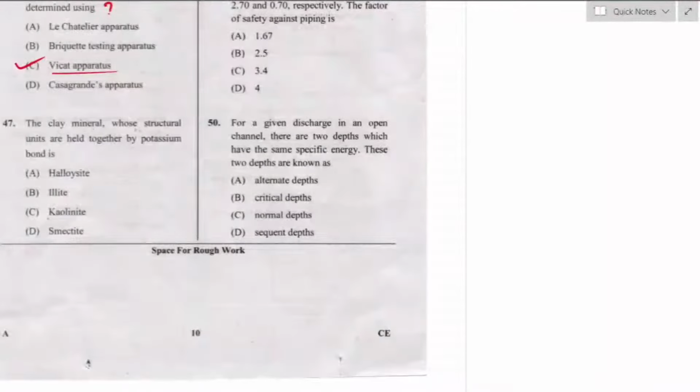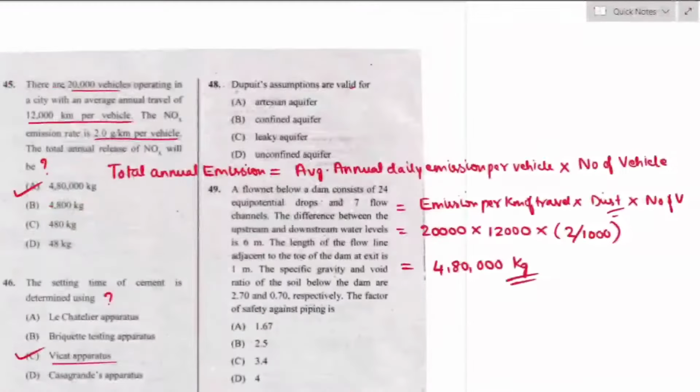Question number 47. The clay mineral whose structural units are held together by potassium bond is illite. Option B is the right answer. It is a combination of 2 silica and 1 alumina sheet which are held together by ionic bond, which is stronger than the van der Waals forces but weaker than hydrogen bond. So the right answer is option B, illite clay mineral.